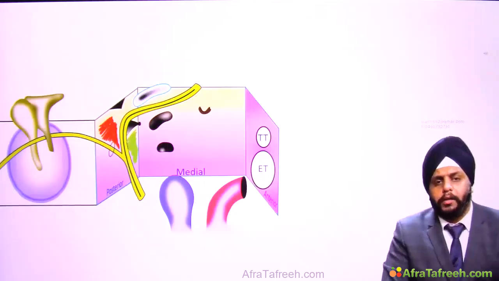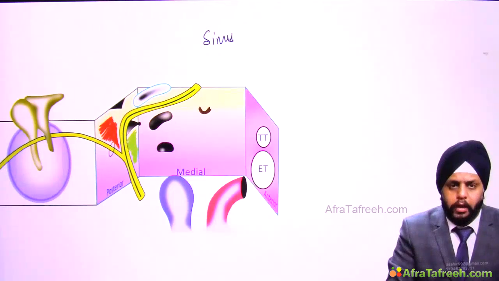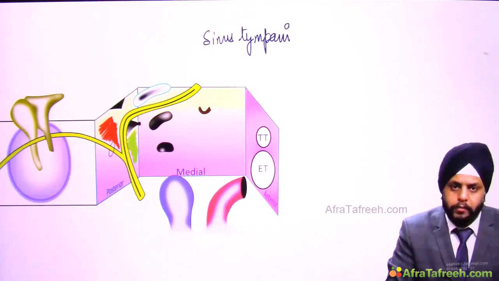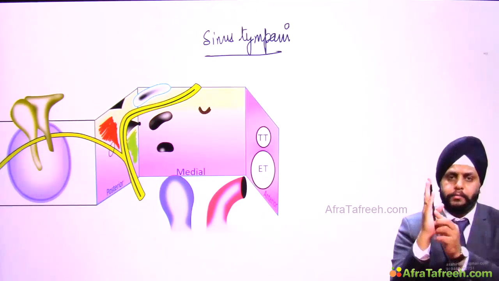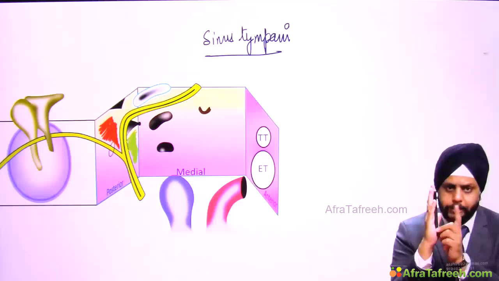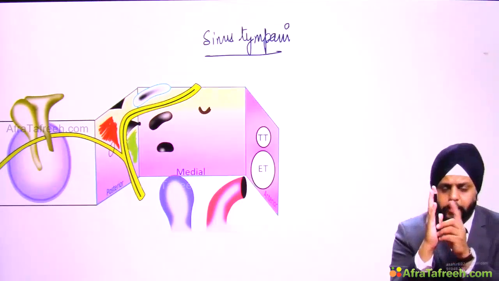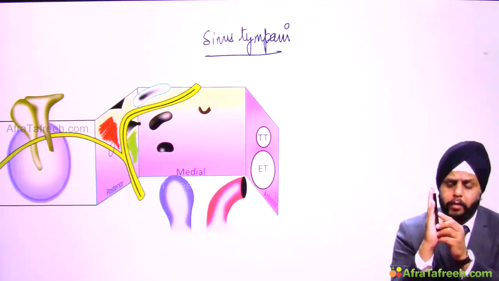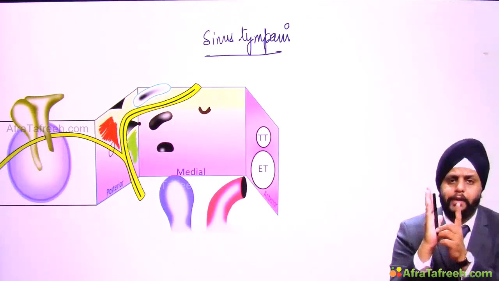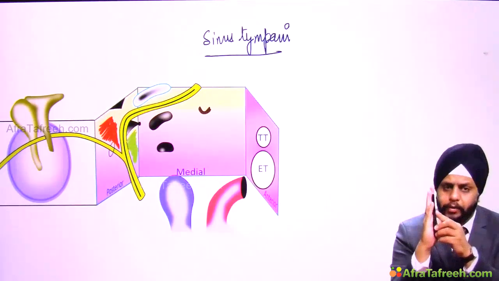Okay, so what are the boundaries of sinus tympani? All right, so we'll first talk about sinus tympani. What are the boundaries of sinus tympani? Let's look at my hand. Very clear. What is the lateral boundary? You see, this is a space over here, and it's a blind space, a blind recess. What is the lateral boundary? The lateral boundary you can see is the facial nerve, right? The lateral boundary is the facial nerve.